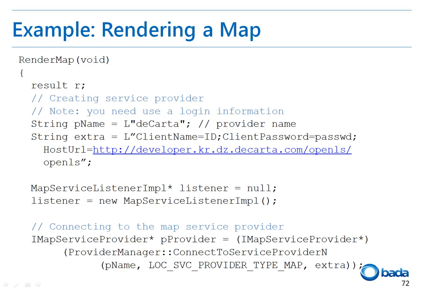Now, let's take a look at an example to render a map. First, you need to prepare the server name, the user ID, the password, and the host URL strings to connect to the Decarter server. Then, you need to prepare the listener. Then we'll need to get the service provider by calling the Connect to Service Provider N function of the Provider Manager with the provider name, service type, and login information.